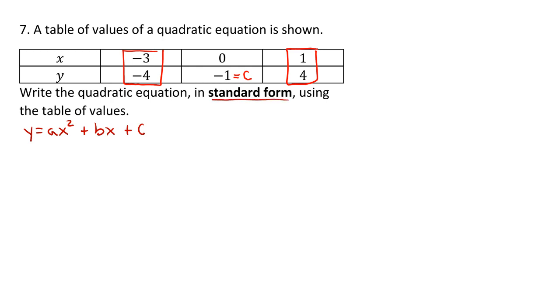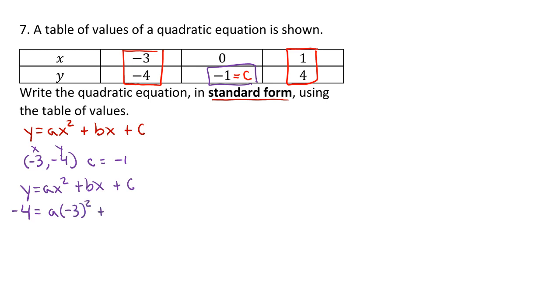Now we're going to take each one of those points. So we're going to take -3, -4, and the c value is -1 from the table, and we're going to plug it into our form. So we're going to have y equals ax squared plus bx plus c, and we're going to replace them. This is the x, that's the y. So we're going to have -4 equals a times -3 squared plus b times -3 plus, well, in this case it's going to be a minus because our c is -1, so we just have -1.